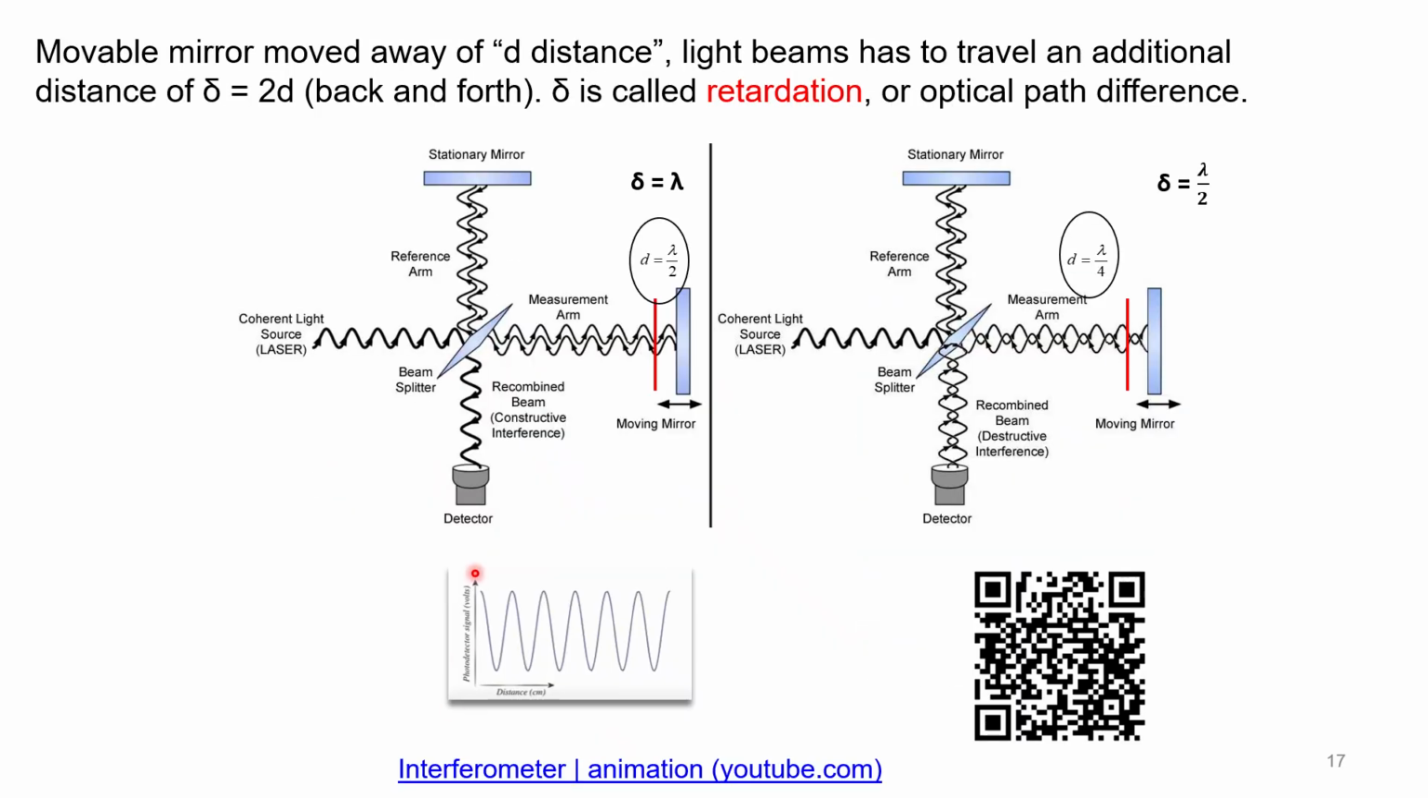How does this interferometer work in order to generate the data to be the input for the Fourier transform integral? So as you know, we have the light source, beam splitter, stationary mirror, and also the movable mirror. Lastly, we have the detector and also the sample compartment.